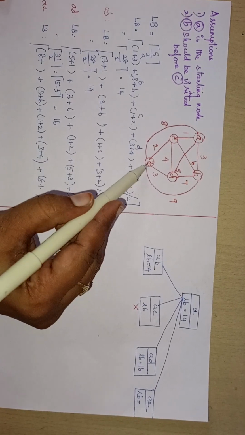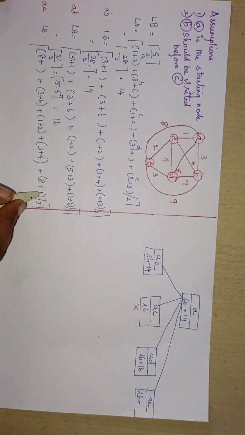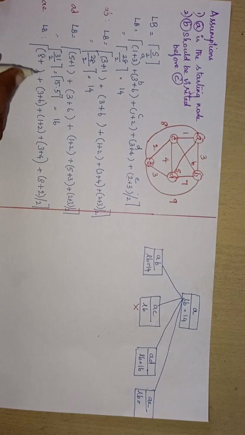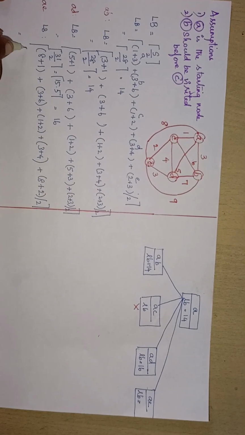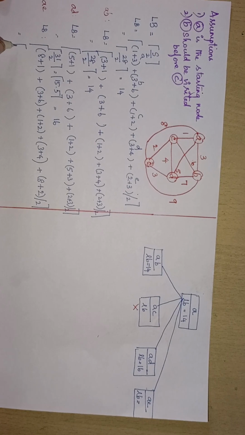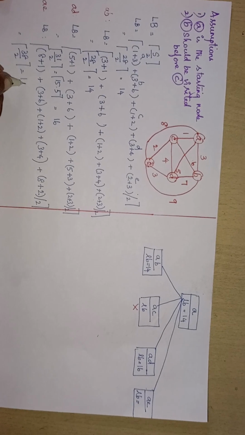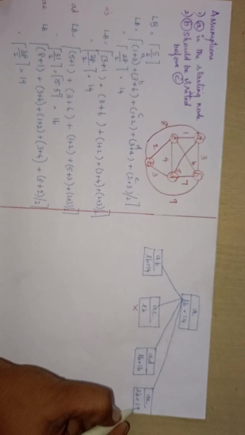So which is closest to E? That is 2. And which is closest to A? That is 1. So when I add all these, I will get 38 by 2, which is 19. So that I am updating here.